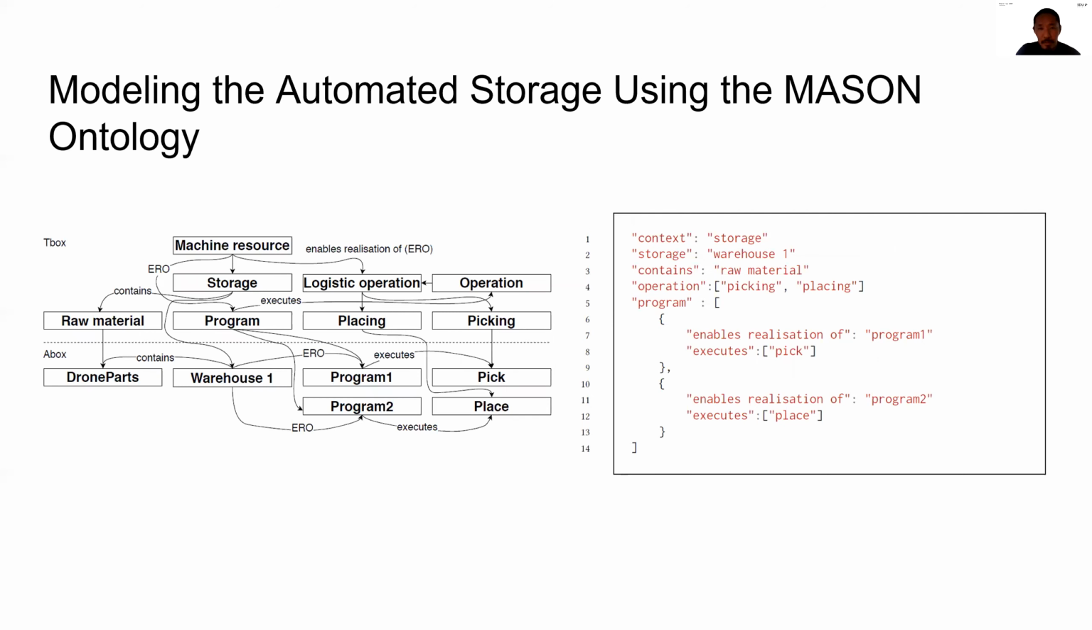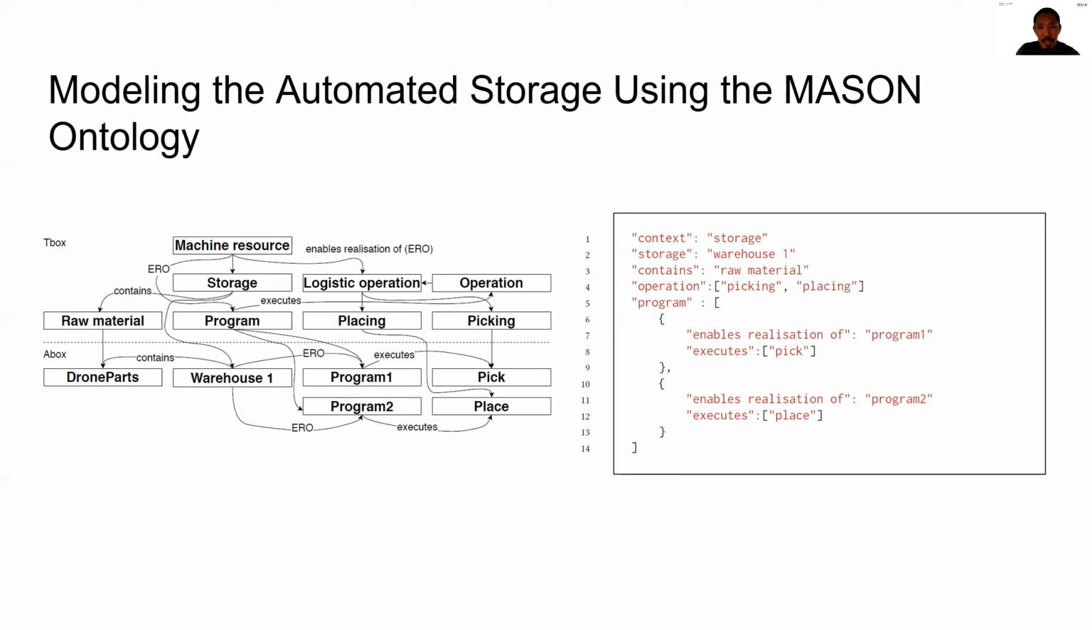Based on the MASON concepts, machine resource, operation and logistic operation, we modeled the automated storage. Looking at the T-box, the terminology box, we extended with new concepts. A storage is a machine resource. A storage contains raw material. It enables realization of a program, and the program executes placing and picking logistic operations. The A-box, assertion box, illustrates instances of the T-box, in this case, the warehouse 1 from our lab.